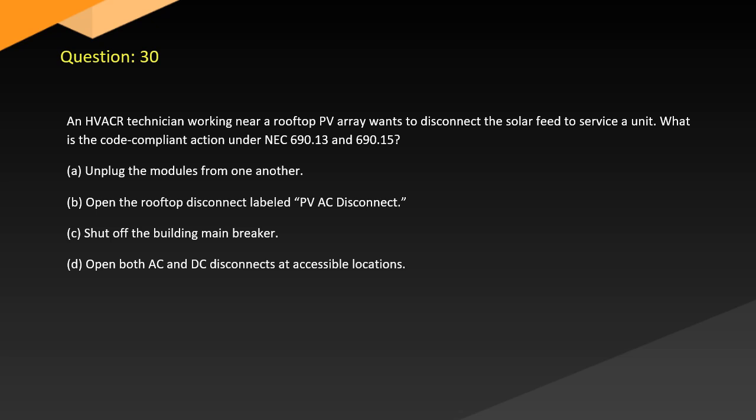Question 30. An HVACR technician working near a rooftop PV array wants to disconnect the solar feed to service a unit. What is the code-compliant action under NEC 690.13 and 690.15? A. Unplug the modules from one another. B. Open the rooftop disconnect labeled PV Disconnect. C. Shut off the building main breaker. D. Open both AC and DC disconnects at accessible locations.